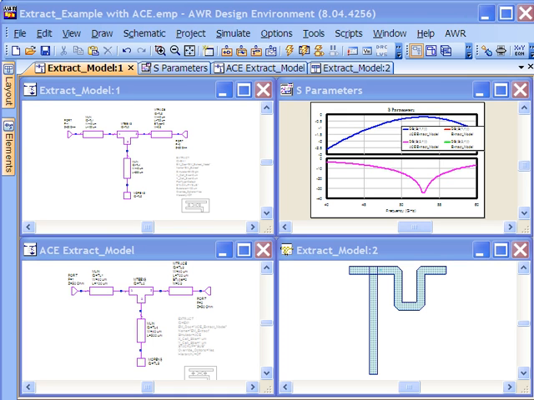This demonstration is going to go back once again to the extract example. If you're not familiar with extract, it's essentially a schematic-driven EM flow, and I encourage you to go and look at the basic extract example video before looking at this one. In this example, we're going to extend the initial demonstration to include ACE, the automated circuit extraction capability, to see how this can be used in an extraction flow.